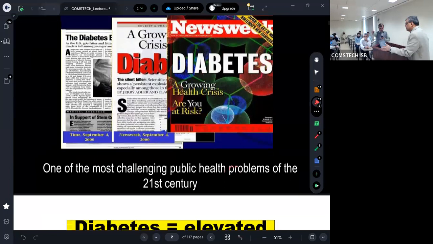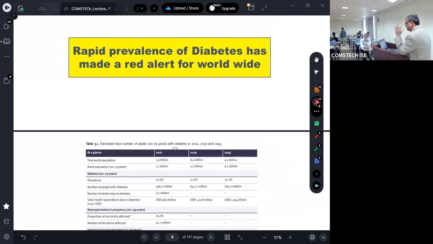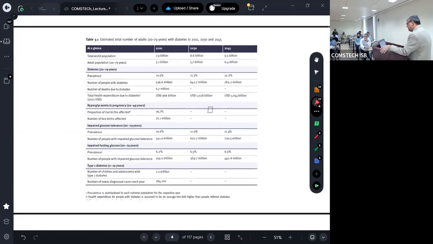Diabetes is one of the most challenging public health problems in the 21st century. Everybody knows it. It is simply elevated blood glucose, elevated blood sugar. The rapid prevalence of diabetes has raised a red alert worldwide. Everywhere there is diabetes. Here are the facts and figures.